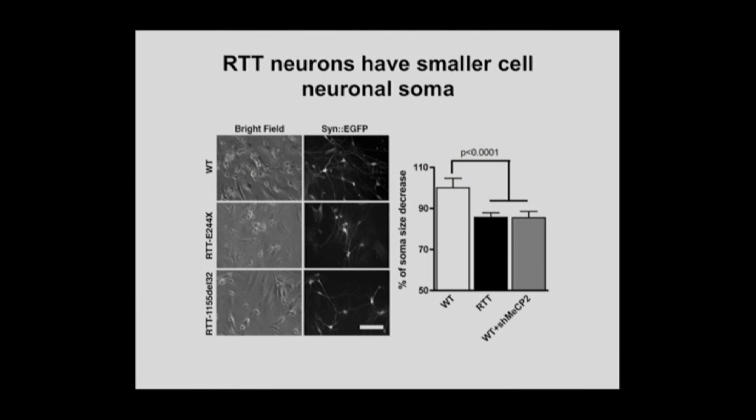So when we compare control neurons, from non-affected individuals, with affected individuals, we start to see our first phenotype, suggesting that the soma size of affected Rett syndrome patients is actually smaller, 10% smaller in size compared to non-affected individuals. So this is one morphological alteration.